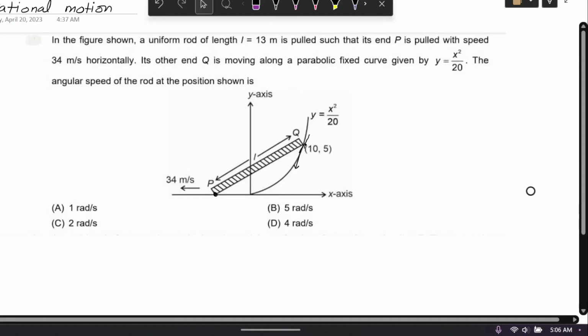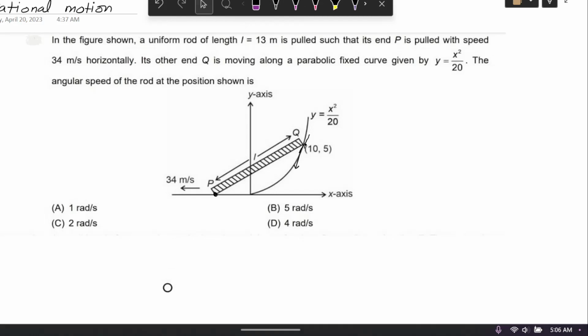The question is, in the figure, a uniform rod of length L equal to 13 meters is pulled such that P is pulled with 34 meters per second. So this point is pulled with 34 meters per second, and the other end of this rod is fixed at a parabolic curve of equation y is equal to x square by 20. And we have to find out the angular velocity.